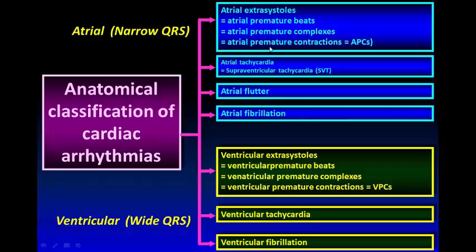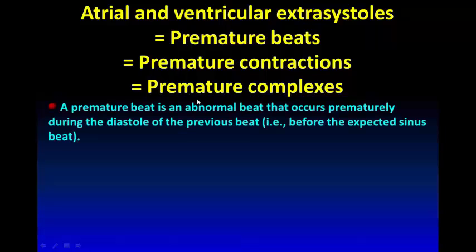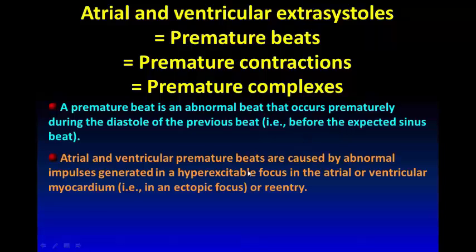Now let's describe these arrhythmias very briefly. Atrial and ventricular extrasystoles are also known as premature beats or premature contractions or premature complexes. A premature beat is an abnormal beat which occurs prematurely during the diastole of the previous beat. In other words, it occurs before the expected sinus beat happens. They are caused by abnormal impulses generated in a hyperexcitable focus in the atrial or ventricular myocardium. This is what we call physiologically an ectopic focus. They can be also caused by re-entry.